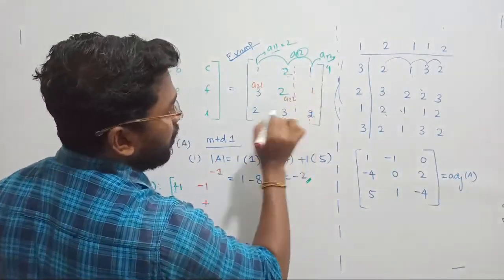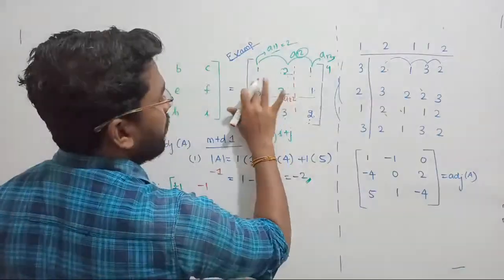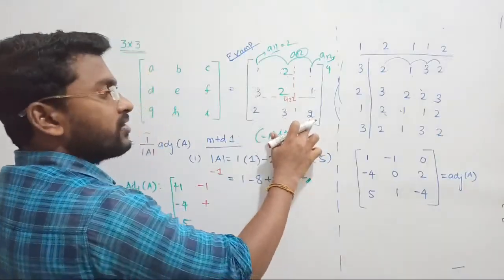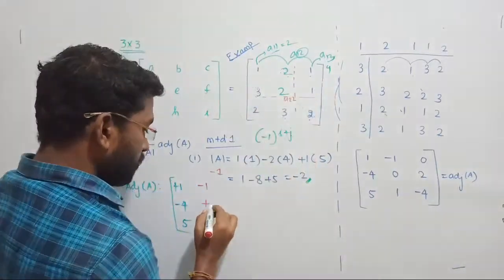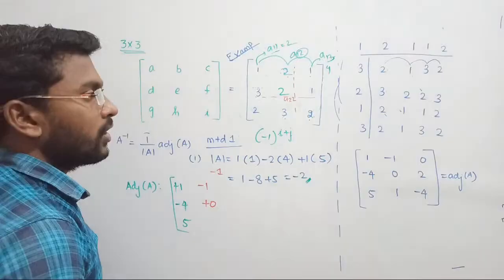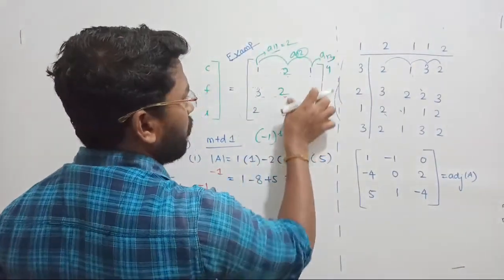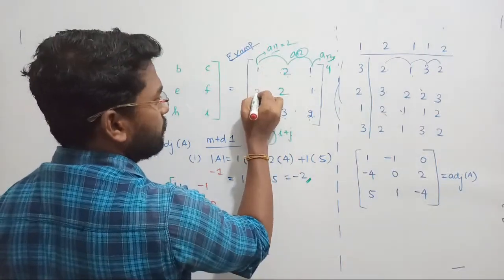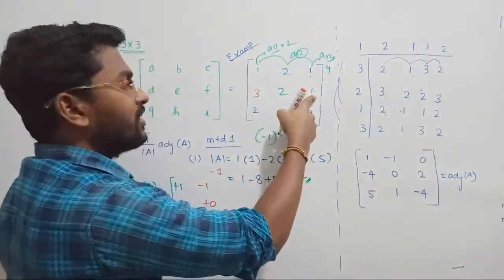Either a correspondent column and a correspondent row will be neglected. So 1 into 2 minus 2 into 1 will give you 0. Do you agree? Yes. Next one. Directly you can perform. You don't need to write step by step, right? We are not in middle class. Fine. Select the last one.